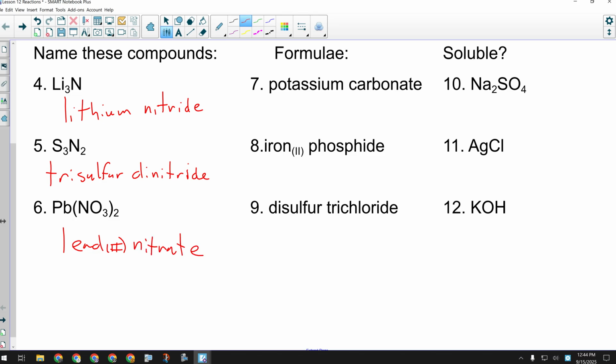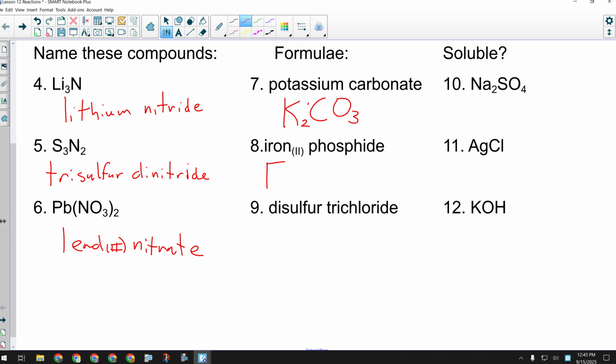Okay, 7, ionic or molecular? Ionic, right, potassium is a metal. All right, so we write the symbol for potassium, it's a +1. Carbonate, CO3, that's a -2. Drop and swap. K2CO3 for that one. Okay, number 8, iron(II) phosphide.